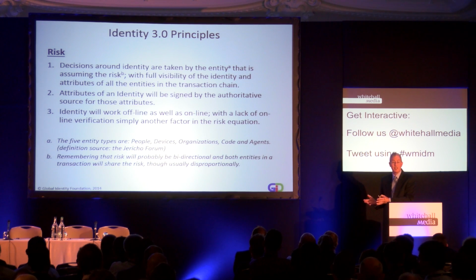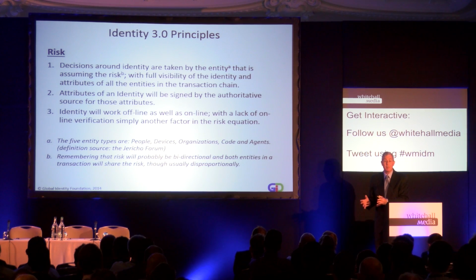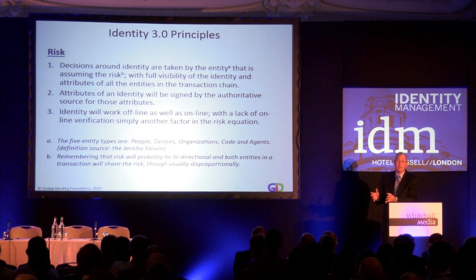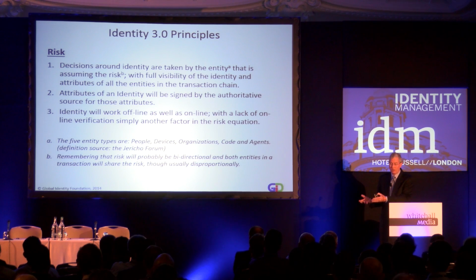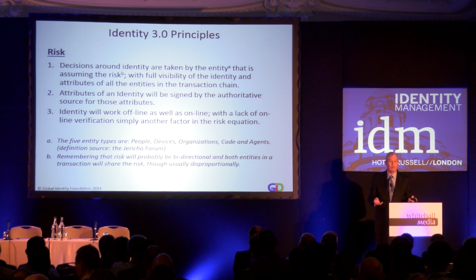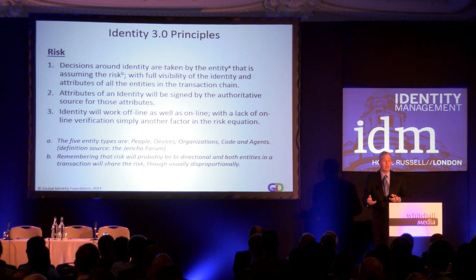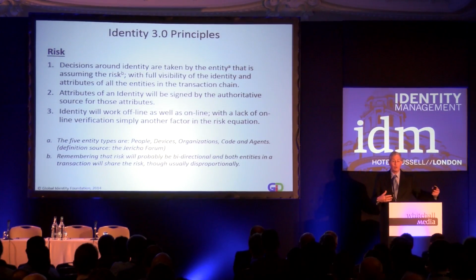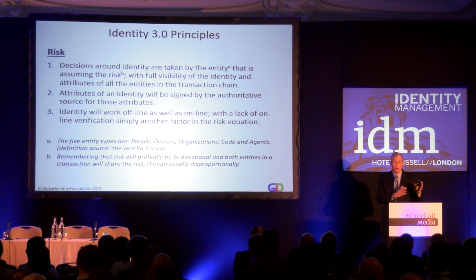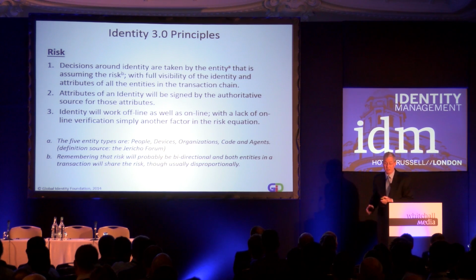Attributes for those identities need to come from authoritative sources, because they don't at the moment. They're all secondary. And a lot of them are self-asserted. And identity needs to work as well offline as it will online. And all that happens is, the difference is, the risk profile changes. Because it needs to work on aircraft, or it needs to work in sub-Saharan Africa. Your identity needs to work when you're not connected. And all that happens is the risk profile changes for the person who is assuming the risk.